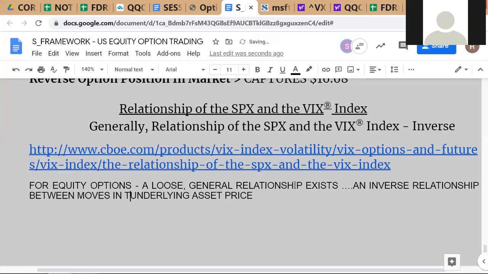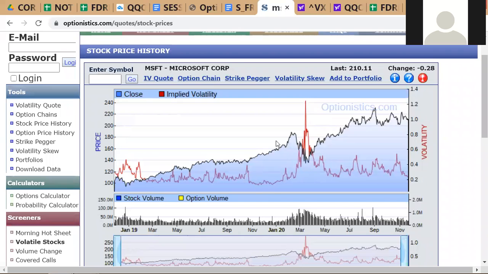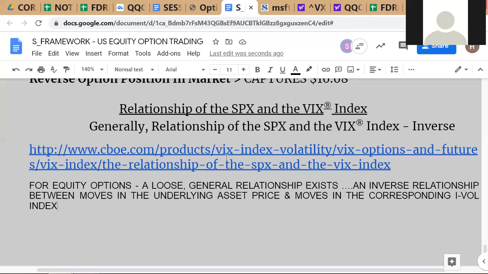Moves in the underlying asset price and moves in the corresponding, meaning referring to the same underlying asset price, corresponding I-wall index. Which means options on the underlying asset price, average the prices of all those options, compute an I-wall index, and then plot that. So what you see here is the same as this, and later on we can recap this also for the SPX and the VIX, but this chart is not working today, so I'll explain.